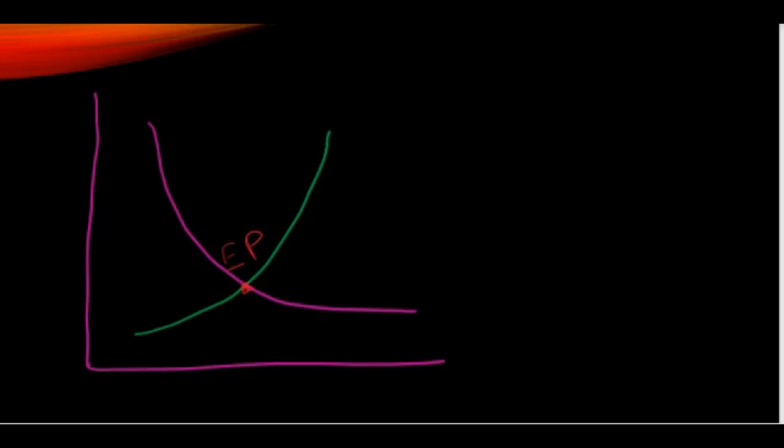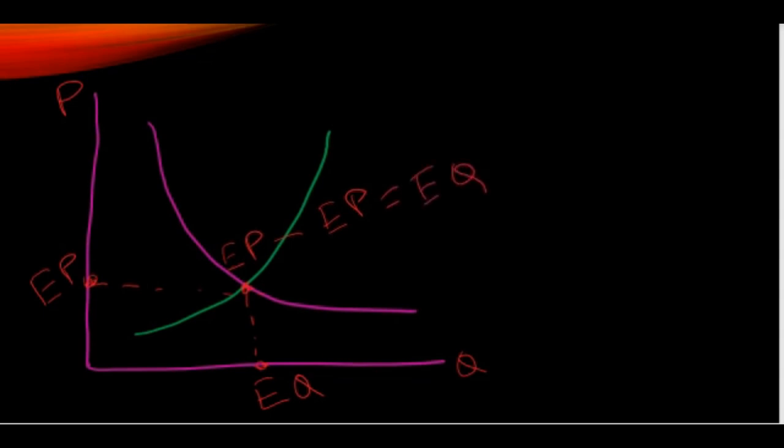So what is the equilibrium price? If this is the price and this is the quantity, so this point is called equilibrium price and this point is called equilibrium quantity. So why we are calling this as equilibrium price and why this is equilibrium quantity? We just discussed about equilibrium point, which is nothing but equilibrium price and equilibrium quantity. So this is what we are calling as equilibrium price.